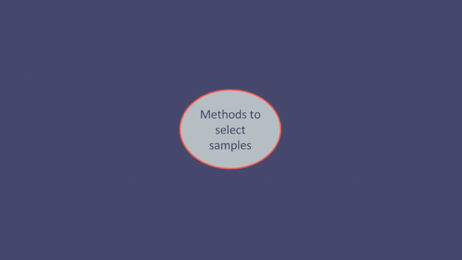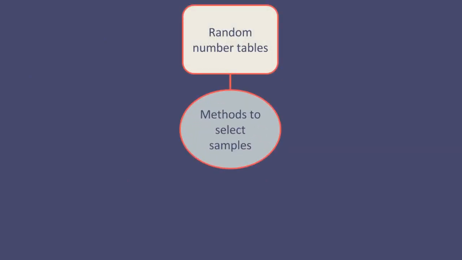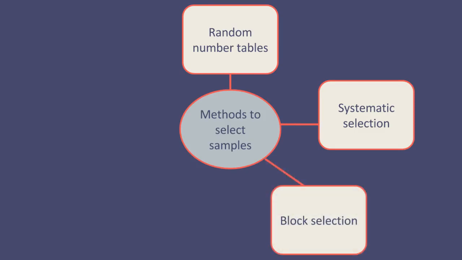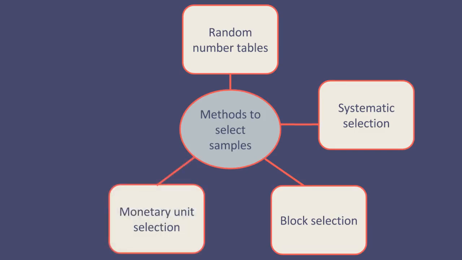Methods commonly used by the auditor to select samples are random number tables, which select the transaction numbers on the list to choose. Systematic selection, where the transaction is selected across the population using an even pattern, for example, every 10th balance chosen. Block selection, where transactions are selected from one period in the financial year, and cut-off testing is an example of this. Monetary unit selection, where the largest balances and transactions are selected to test.